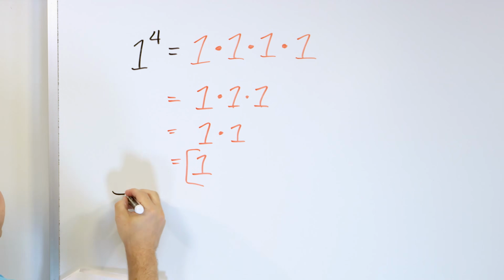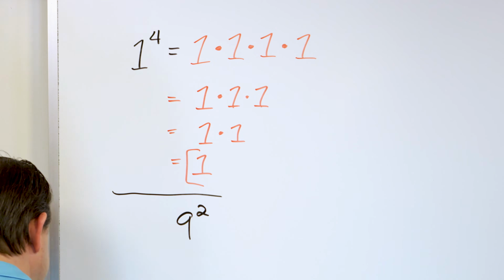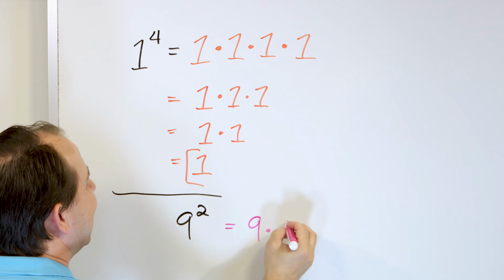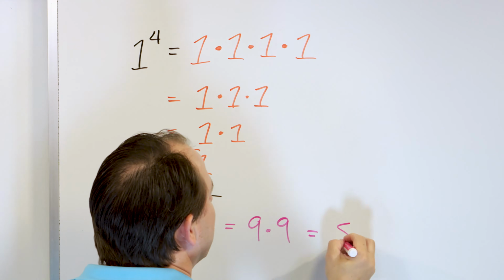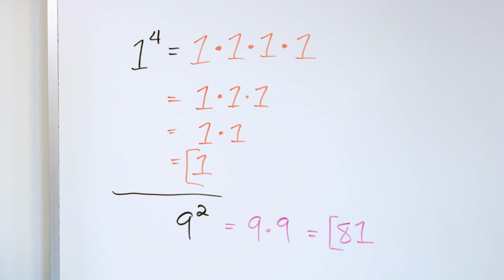All right, let's take a look at 9 to the power of 2. How do we write that? How do we calculate that? We take the 9 and we multiply it by itself. We have 2 of them here. 9 times 9 is what? 81. And so the answer to 9 squared is equal to 81.